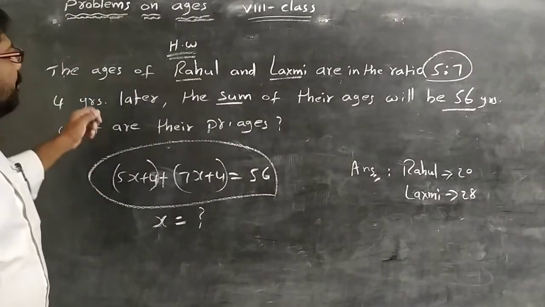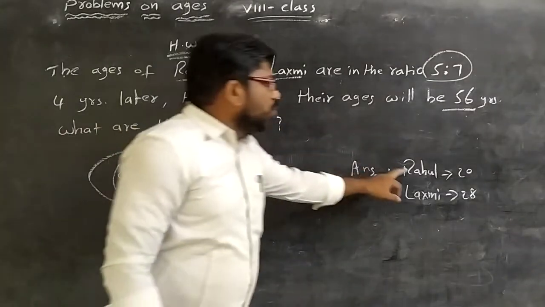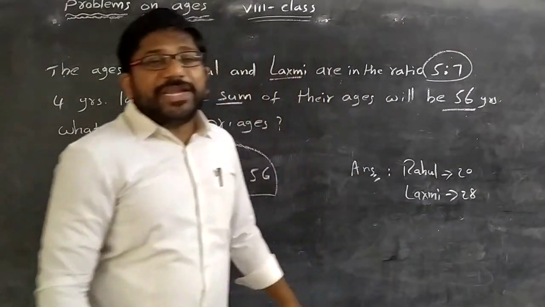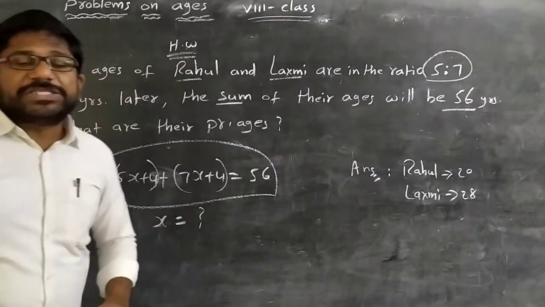Here are the answers: the present age of Rahul is 20 years and the present age of Lakshmi is 28 years. So try yourself. This is for you only.